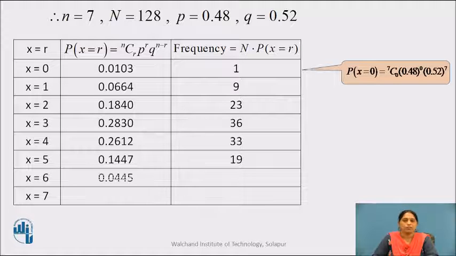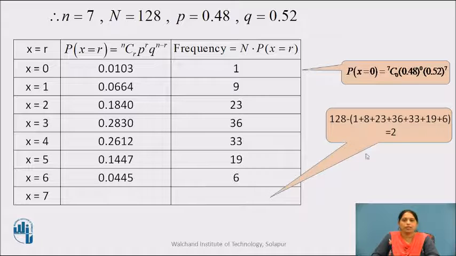The probability of x equals to 6 is 0.0445 and the related frequency is 6. Just like the previous table, here also instead of calculating the last frequency, we will calculate it using the method that the total minus sum of the previously calculated frequencies. So here we get 128 minus the sum of the calculated frequencies. It gives us the value as 2. Therefore, the frequency for x equals to 7 is 2, which gives us the total as 128. Thank you.